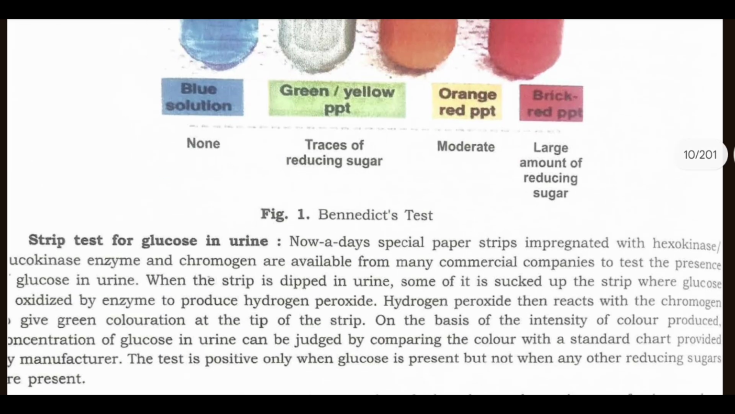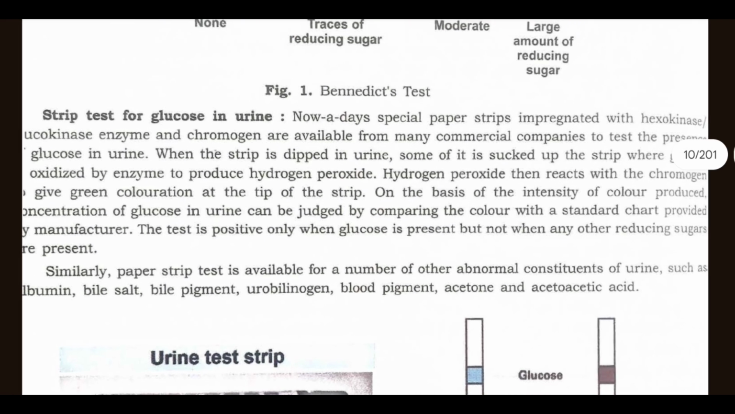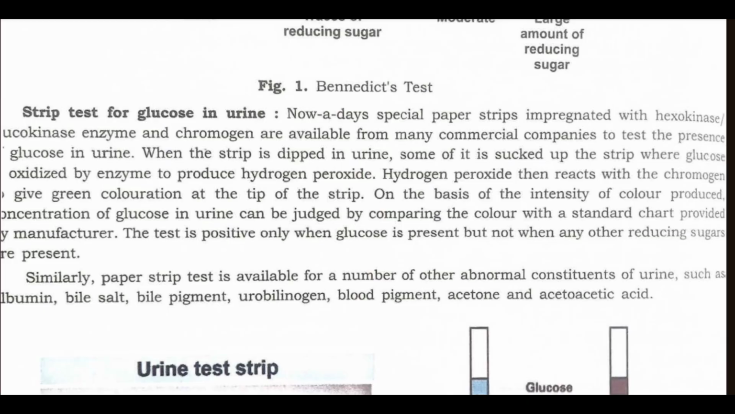A strip test for glucose in urine. Nowadays, a special paper strip impregnated with hexokinase or glucokinase enzyme and chromogen is available from many commercial companies to test the presence of glucose in urine. When the strip is dipped in urine, some of it is sucked up the strip where glucose is oxidized by the enzyme to produce hydrogen peroxide.